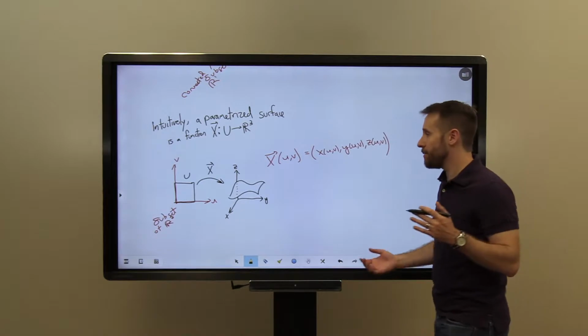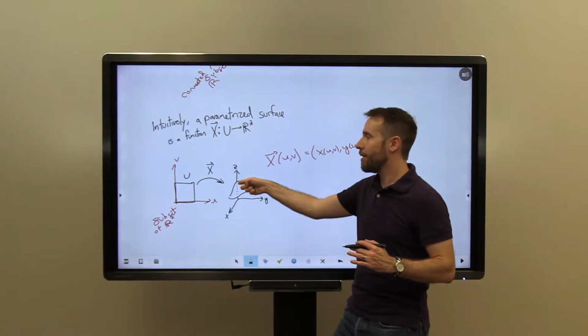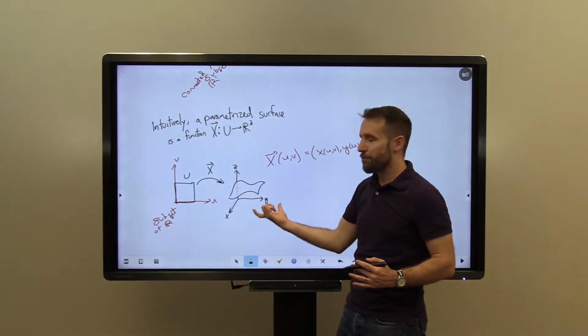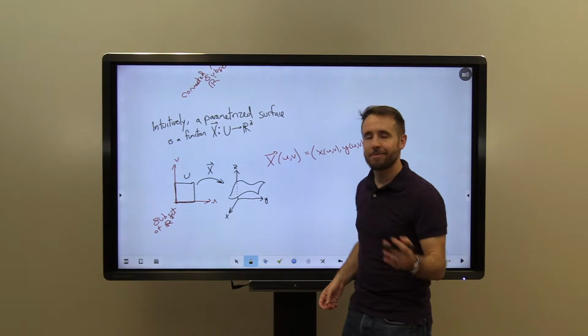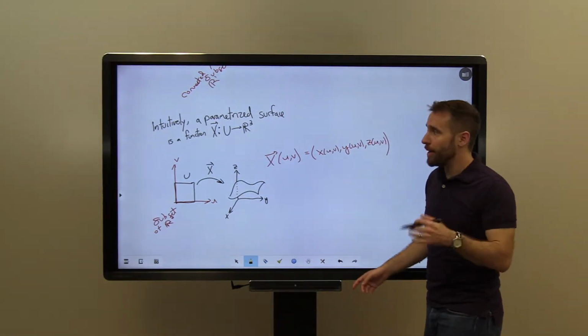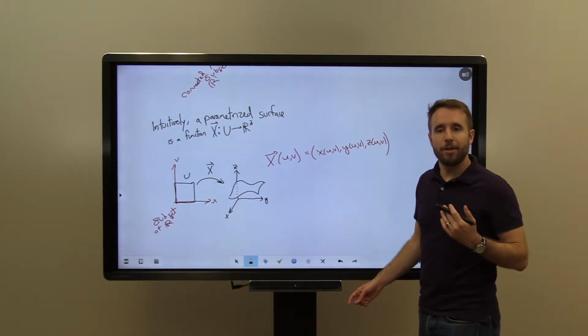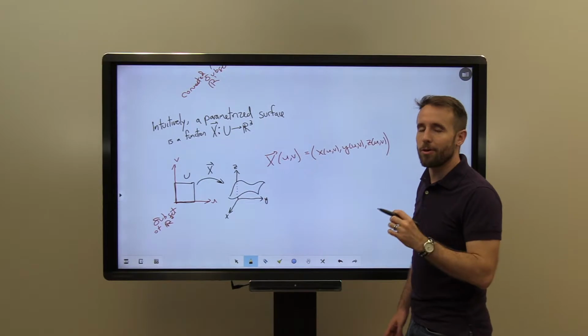So here we have a schematic in which we've drawn a subset U. We have our map X, and it's going into three-dimensional space, mapping onto the surface that we have drawn here. And intuitively, that's a great understanding. But it'll run into some problems, and so we have to be a little bit more precise.